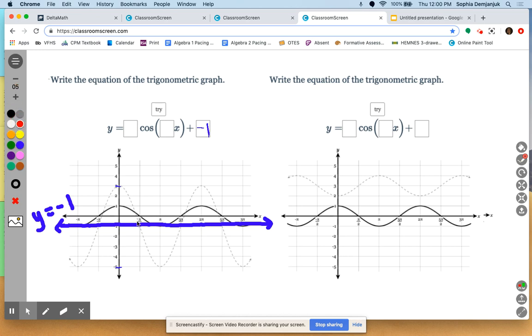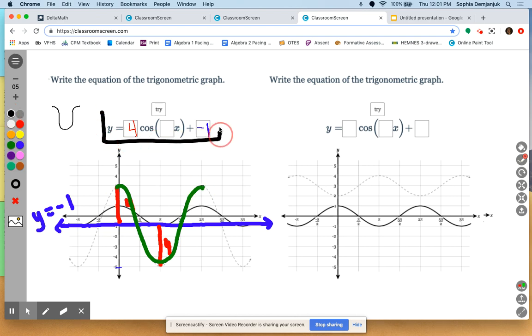I'm going to find the amplitude now, going from the midline to the max. 1, 2, 3, 4, and I can verify it with the other. 1, 2, 3, 4. So 4 is going to go at the very front of my cosine, and now I need to determine if it's reflected or not. We talked about cosine being usually that U shape from the y-intercept, and if it's upside down, it'll be reflected. Starting at my y-intercept, I do have my usual U shape, so it's not reflected. We're going to leave 4 as positive.